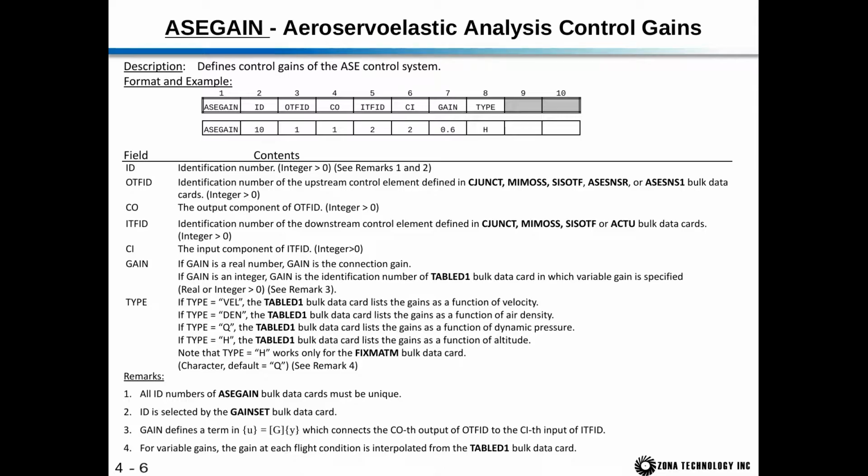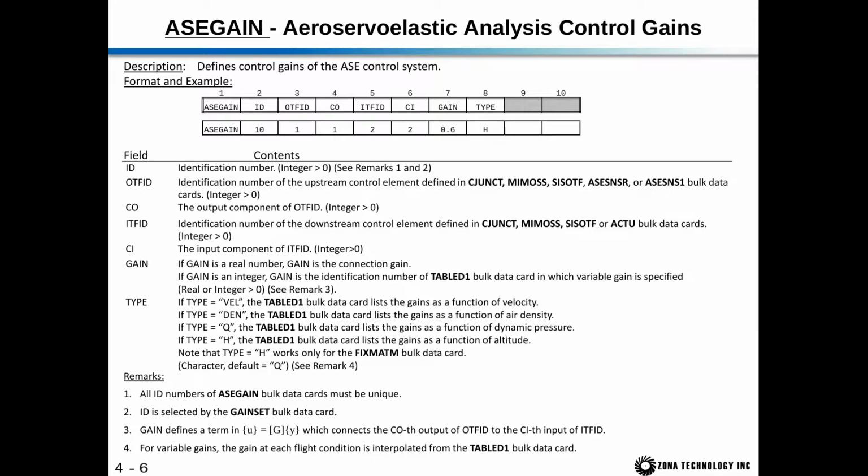The next, the CO, is the output component of that control element. For the CISO-TF, or the sensors, the output component would be 1 because there's only one output. For the CJunct and MIMO SS, those can be multi-input, multi-output control elements. So the CO field allows you to select which output of that control element is connected to the ASEGAIN card.